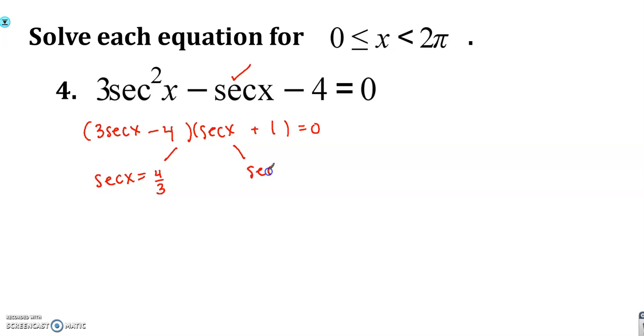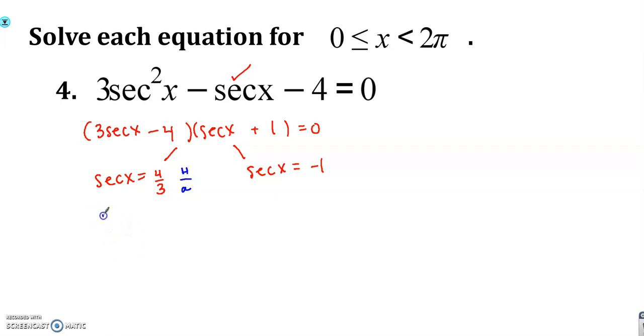And then on the second one, I would subtract 1. Again on this one, I don't have to worry about extraneous solutions because the only trig function I have in this equation is secant. Since I don't have two different trig functions, I don't have to worry about extraneous solutions if I get any quadrantal answers.